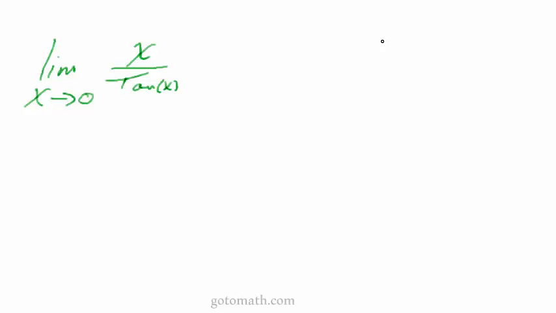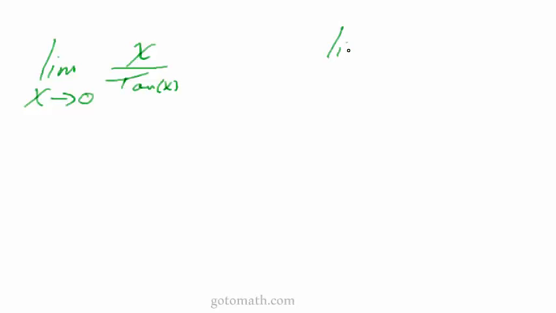And of course, we need to erase that board. Okay. You know what? I want to do a different color. Let's do green. Why not? Something different. We have the limit as x approaches 0 of x over tan x.